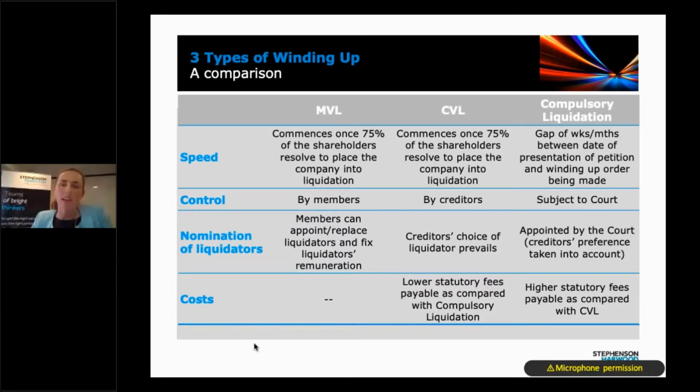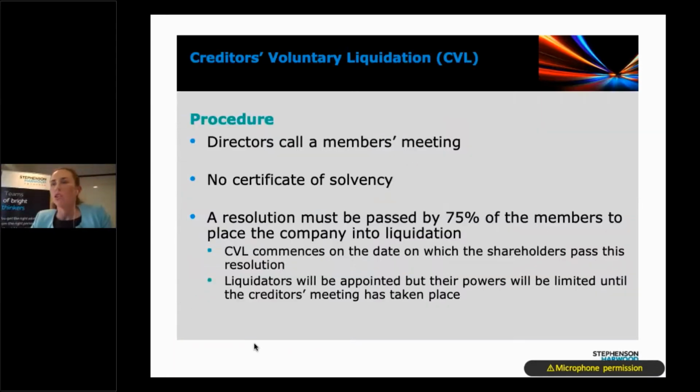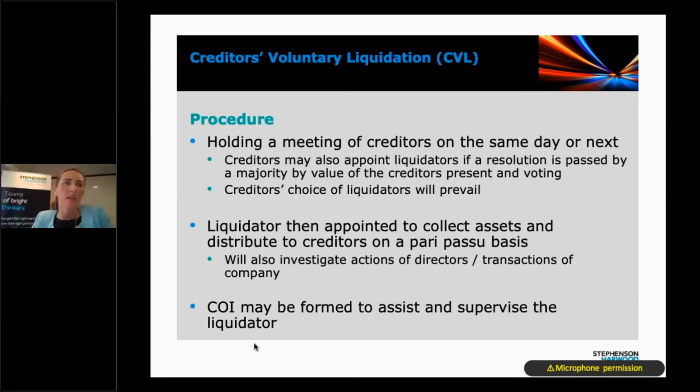So we don't have too much longer to go. The final 2 slides were just talking in a bit more detail about creditors' voluntary liquidation, as I see that to be the one that people would be most interested in. If we move to the second slide on CVL. So to the next slide.